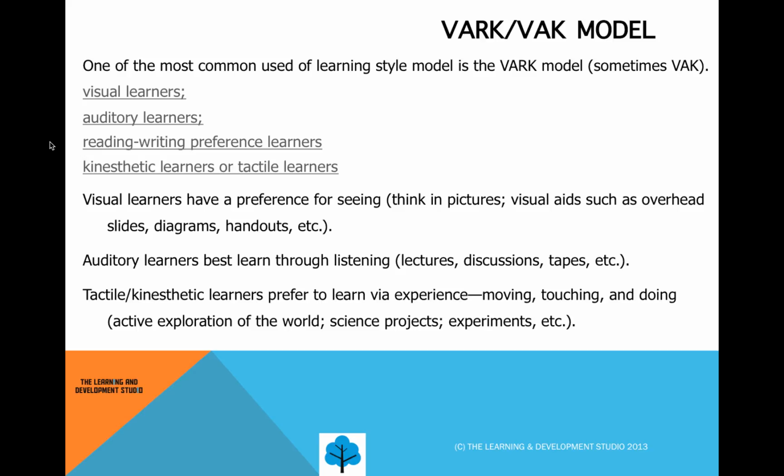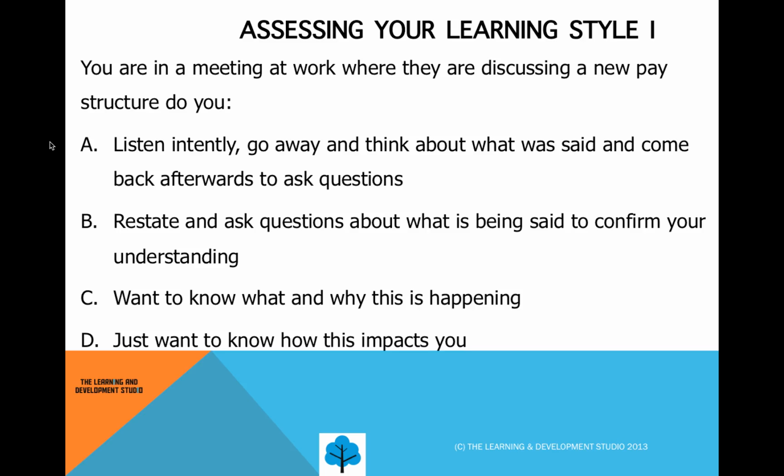They actually prefer the textbooks, the reading, the writing. Whereas the kinesthetic learners, also called the tactile learners, prefer to learn via experience. That's the moving, the touching, the doing. And a lot of adults actually do that. And again, as I've said to you, we do use all four of these, and they will change depending upon the context. So they will actually change depending upon our engagement and our interest with the topic.